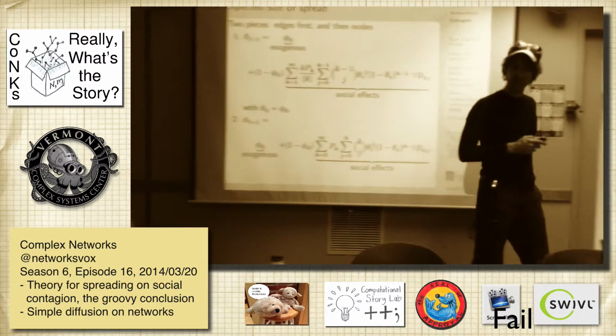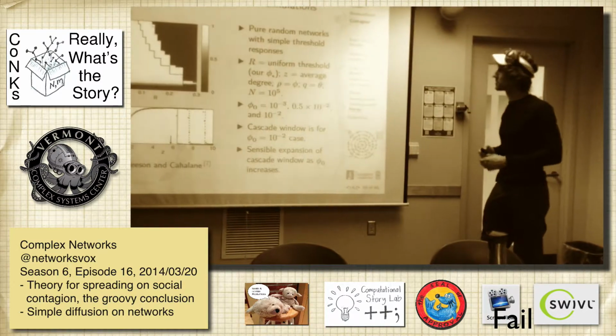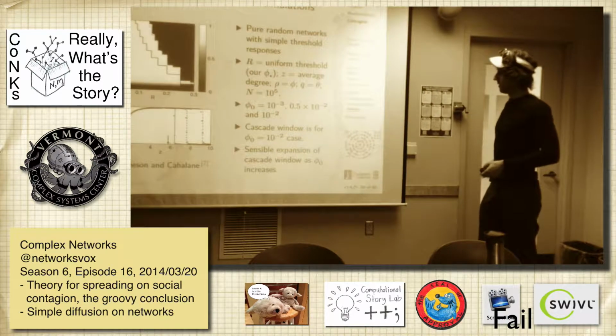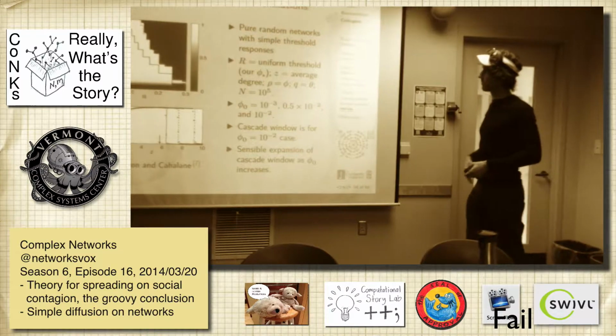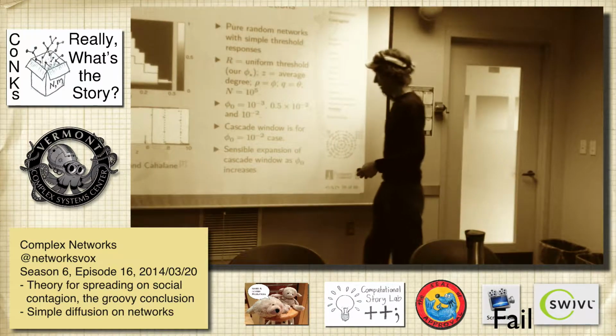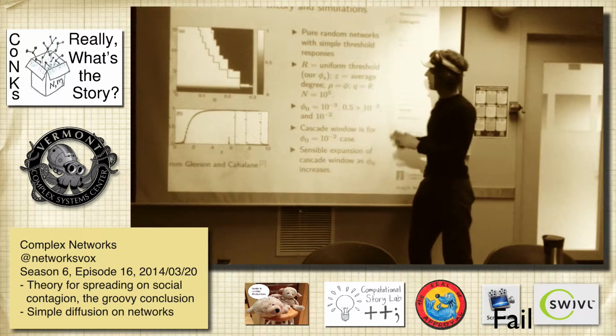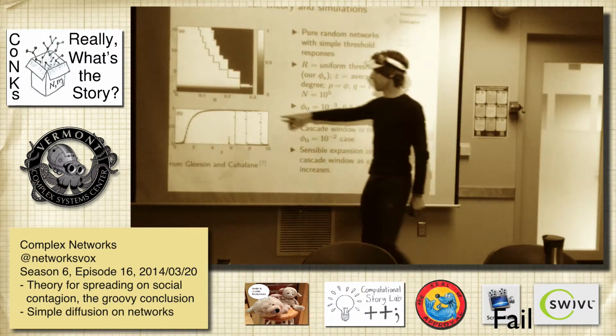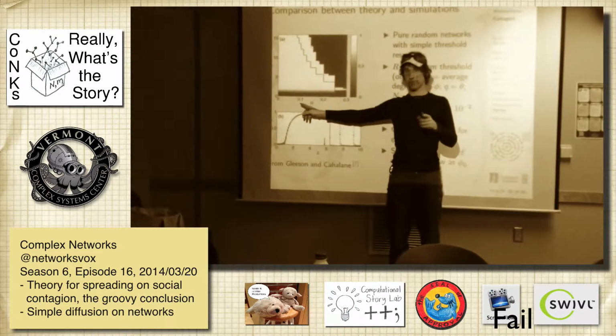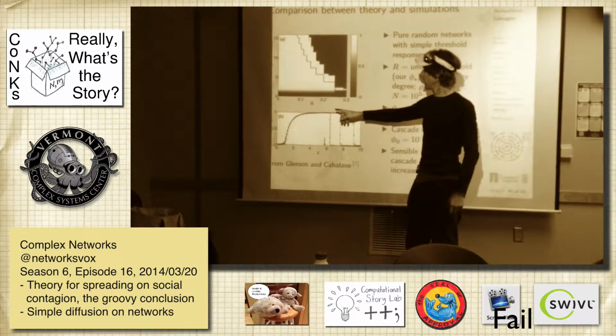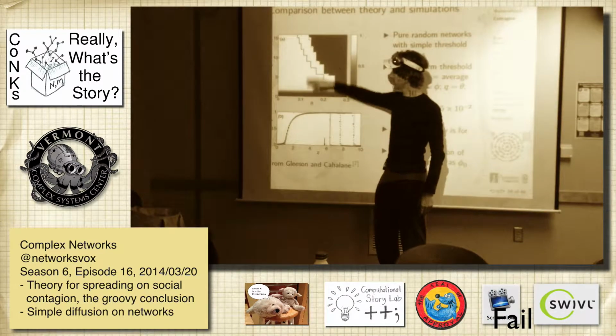So let's see how this thing functions in a setting that we've looked at, the Watts model, the Granovetter type model. And okay, so there are a bunch of things here. So R is the threshold. So these are uniform thresholds. We talked about this, uniform thresholds. Across here, this is the so-called cascade window.